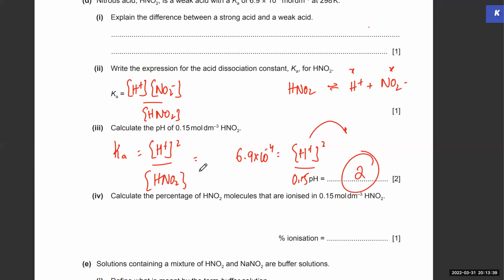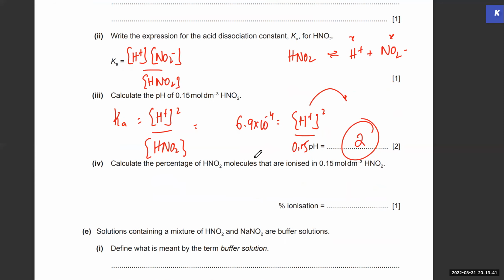Then you have to calculate the percentage of HNO2 molecules that dissociate. So you figure out the H+ concentration, which was 1.02 times 10 to the power -2 mole per dm cube. The HNO2 concentration was 0.15 mole per dm cube. So how much of it dissociated? Out of 0.15, 1.02 times 10 to the power -2 mole per dm cube have dissociated. All of these ions were produced when this dissociated.